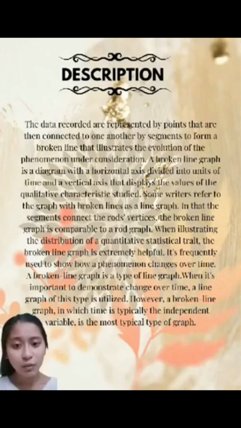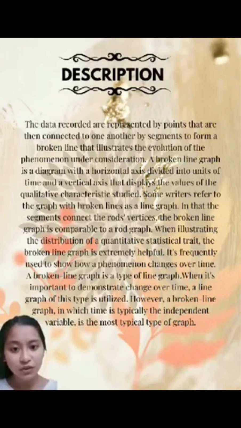A broken line graph is a diagram with a horizontal axis divided into units of time and a vertical axis that displays the values of the qualitative characteristics studied. Some writers refer to the graph with broken lines as a line graph. In that the segments connect the vertices, the broken line graph is comparable to a road graph.